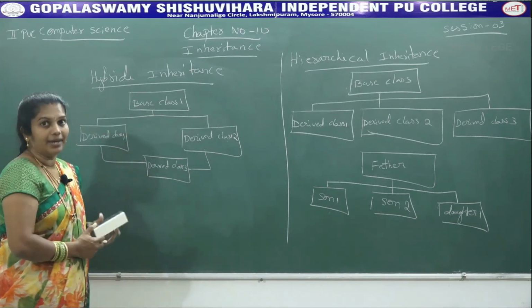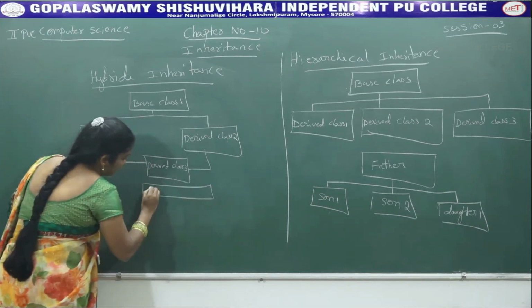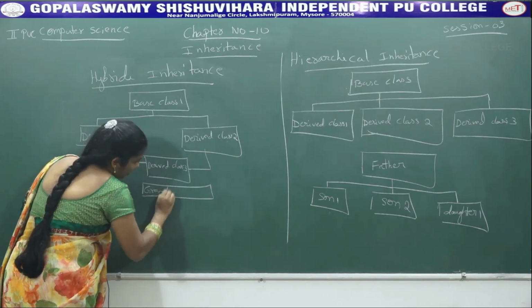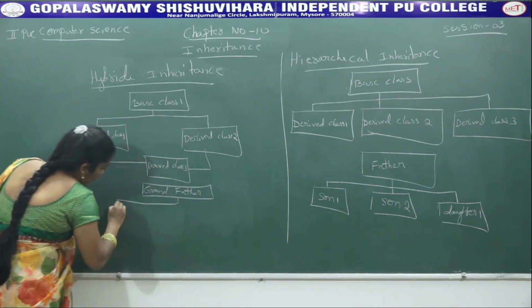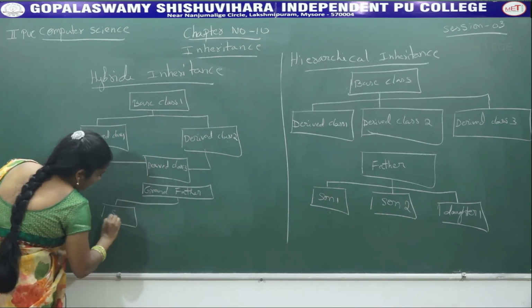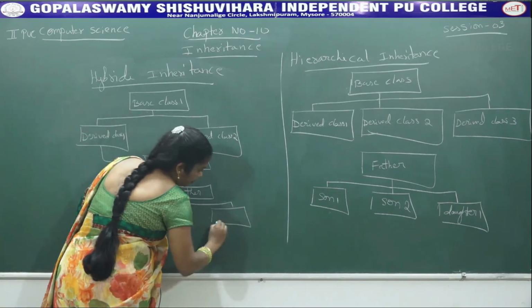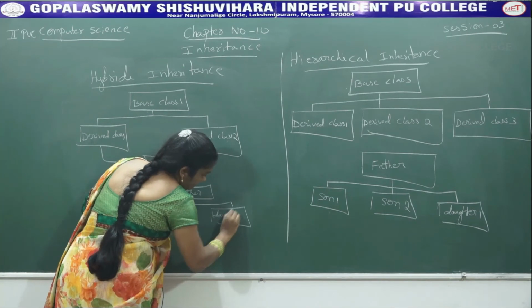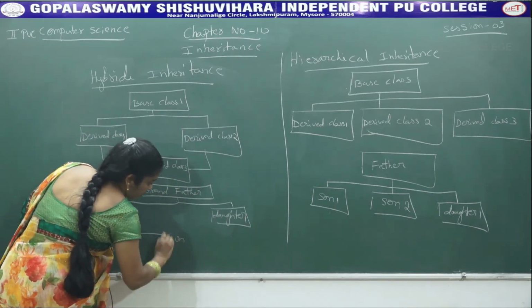This is hybrid inheritance. For example, grandfather. From that grandfather, one is son and one more, for example, daughter. From these two, we may get one more son.